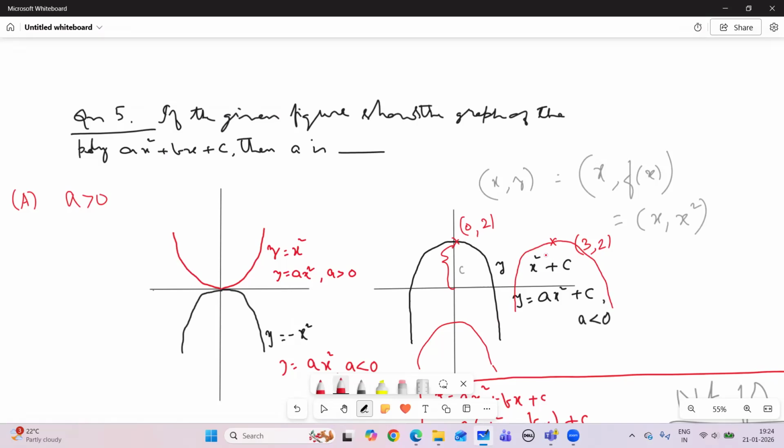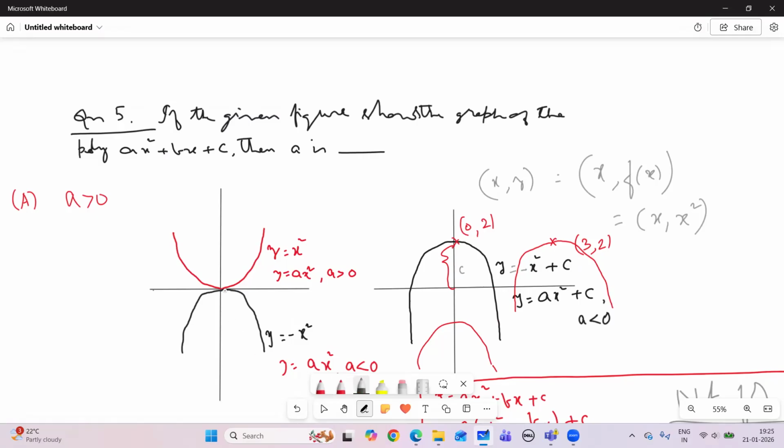Okay, so the answer is A is negative. Here you have y is equal to minus x square plus c. So when A is negative, this shape is turned upside down and then shifted by some 2 units, by some 3 units, and, oh yeah, this is 2.